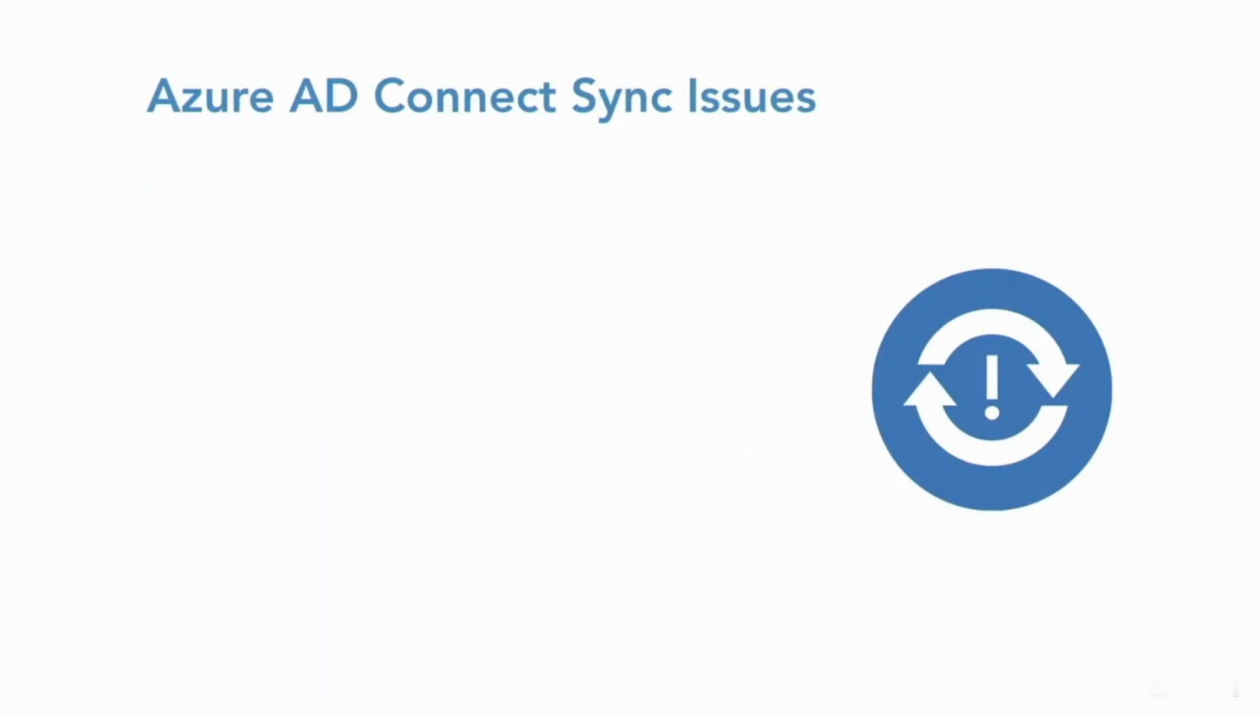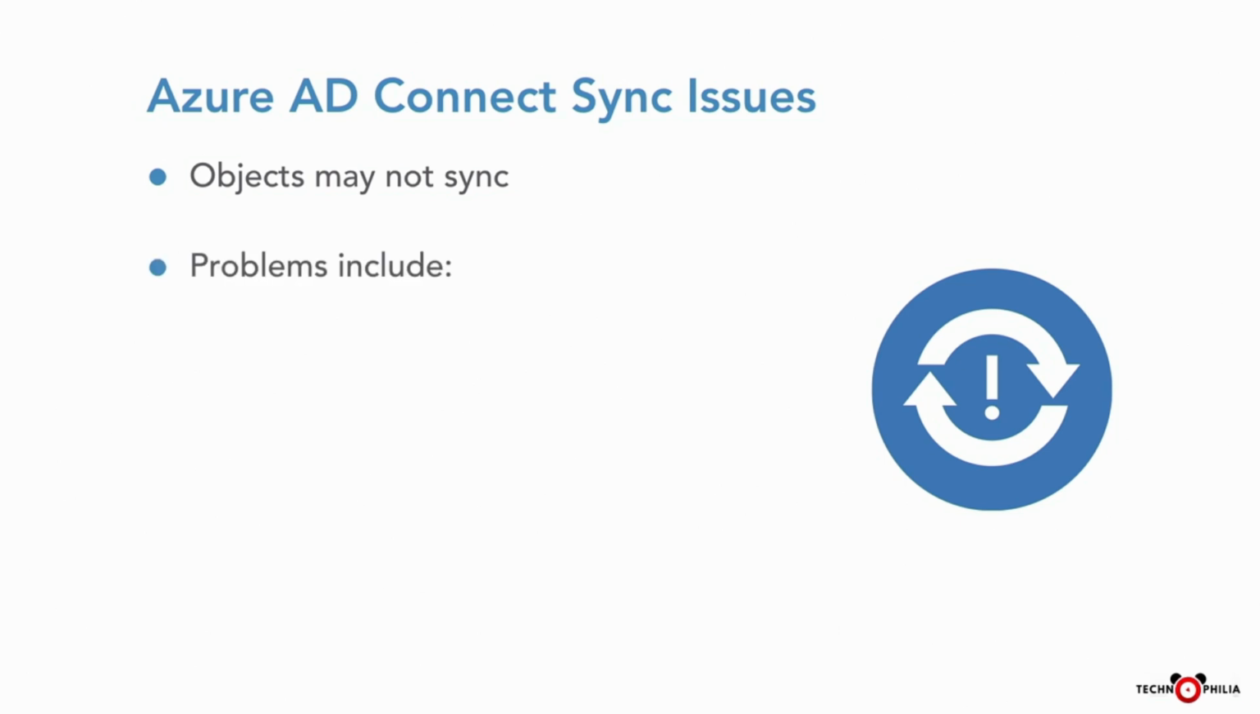Our last problem is another Azure AD Connect issue. You may experience problems where objects are not being synced correctly. For example, you may have data or object type mismatches, or you may experience problems with duplicate attributes, for example, two different objects with the same name.